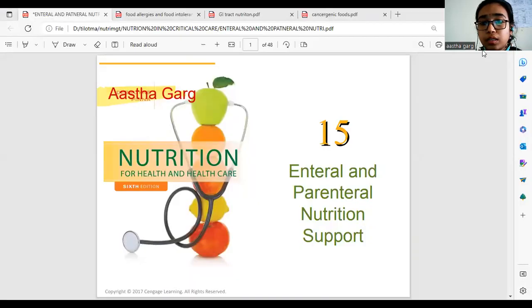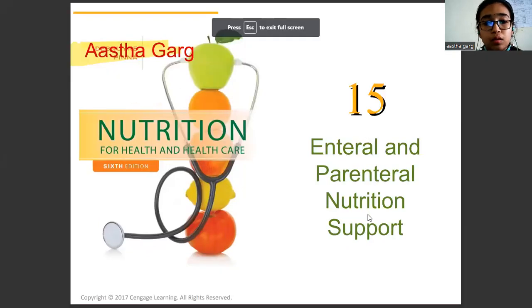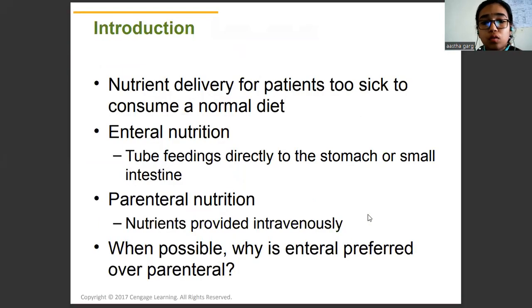Today, we are going to study the topic enteral and parenteral nutrition. So, here is our PPT, that is enteral and parenteral nutritional support. In this topic, first of all, we would discuss what enteral and parenteral nutrition is, when it is needed, and what are the things that have to be considered while we are considering enteral and parenteral nutrition.